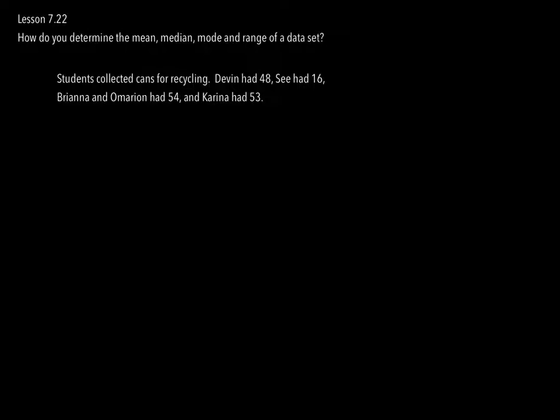Alright, our first story problem is students collected cans for recycling. Devin had 48, C had 16, Brianna and Omarion had 54, and Karina had 53. And the question we're going to answer today, our first one, is, what is the mean?